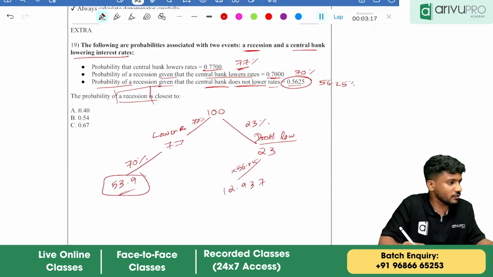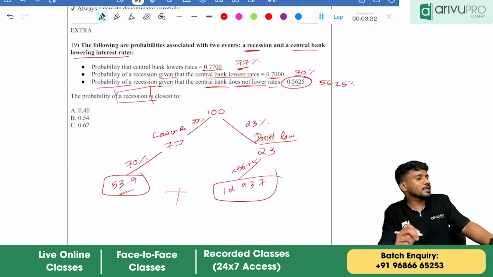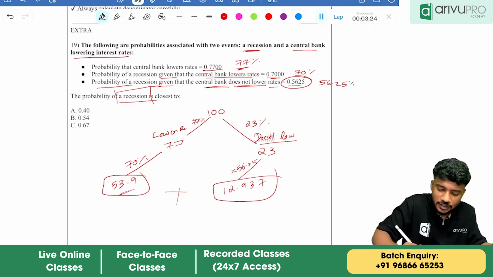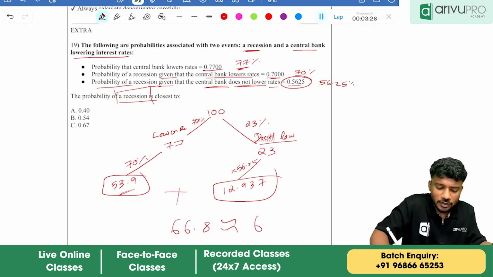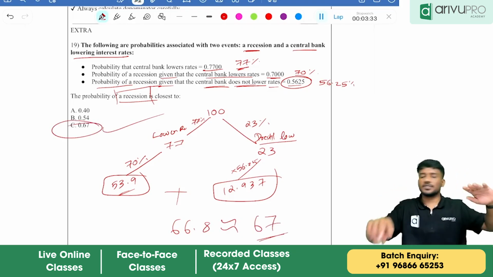Okay. Now we have the condition for probability of recession. Recession in the first case is 53. Here it is what? 12 point. Add both, you will get the answer. How much is the answer you are getting? 66.8, etc., which is approximately equal to 67. So answer is what? Option C, 0.67.